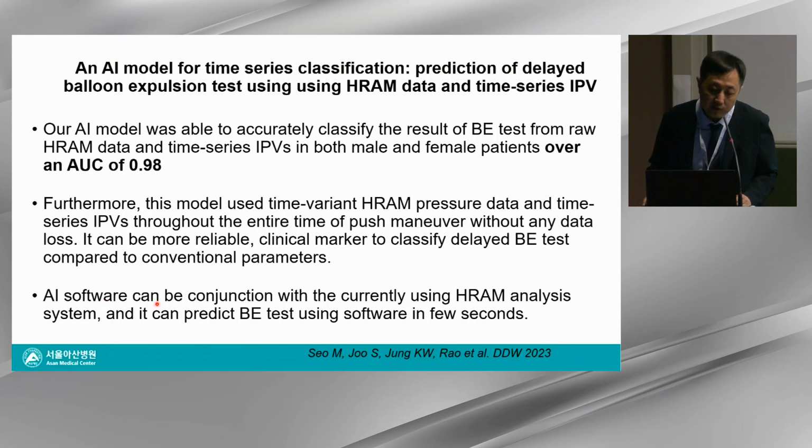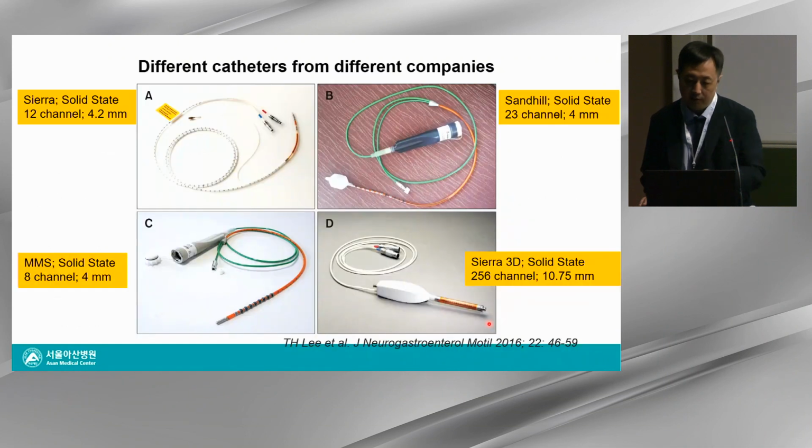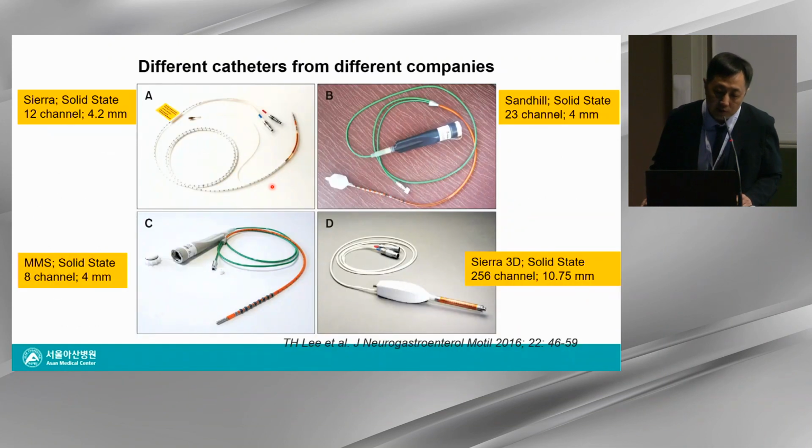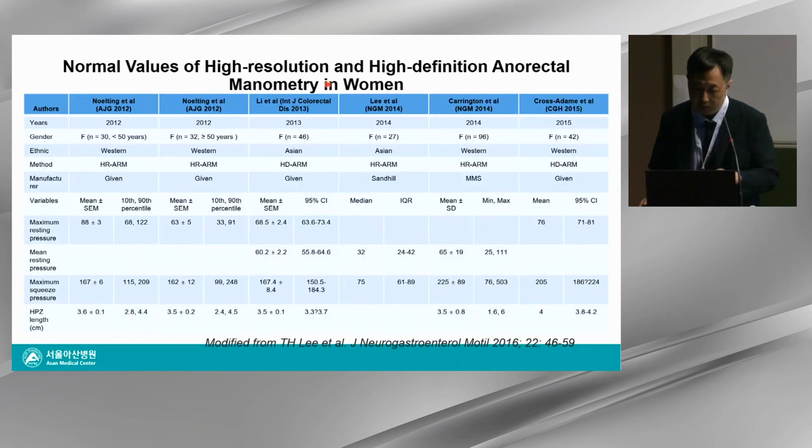AI software can be used in conjunction with the currently used HRM analysis system, and it can predict the balloon dispersion test using software in a very few seconds. However, as already discussed before, there are different catheters from different companies. They're using different catheter sensing systems as well as different diameters and different channels. Therefore, normal values from different catheter systems vary widely.